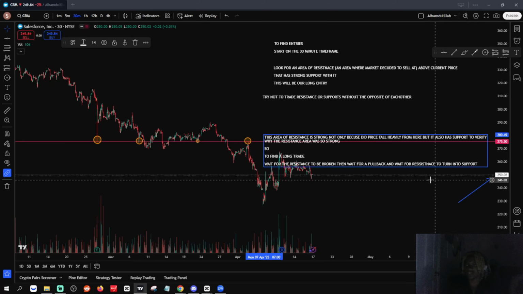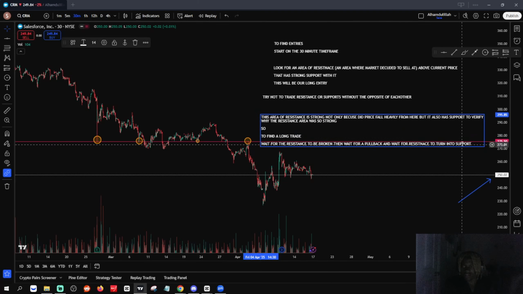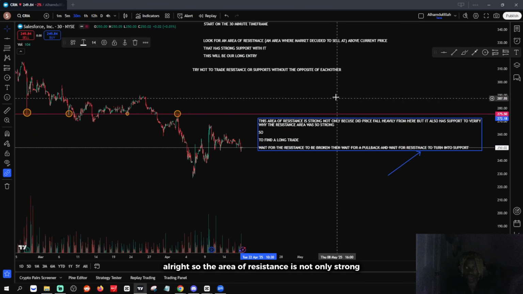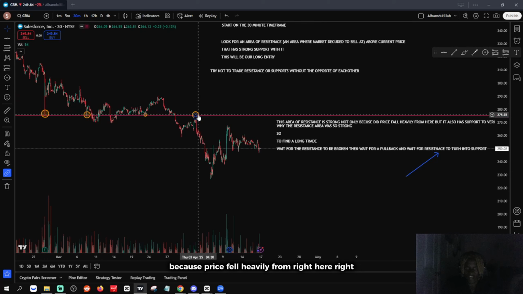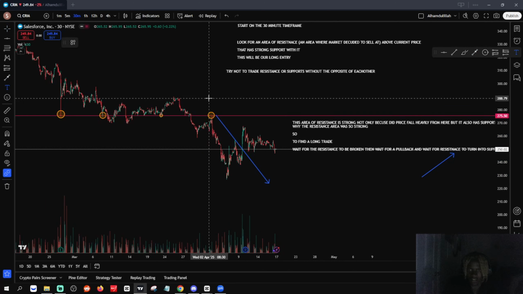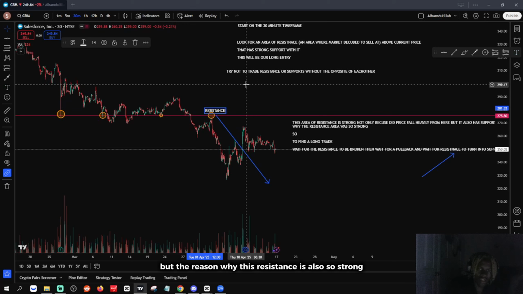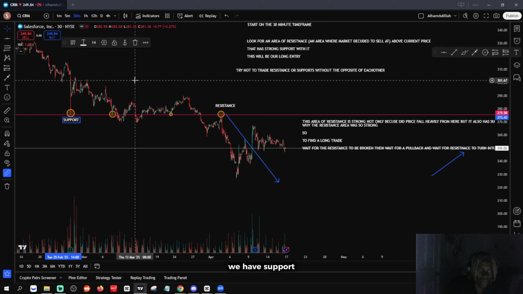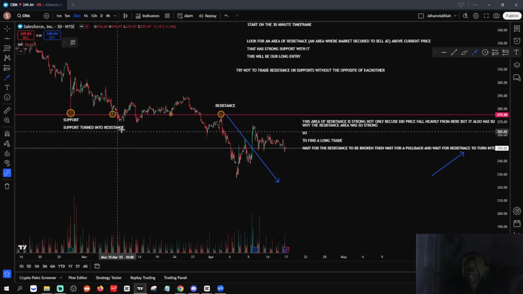All right, so the area of resistance is not only strong because price fell heavily from right here. Price fell heavily from this area of resistance right here. But the reason this resistance is also so strong is because to the left, right here, we have support. So support turned into resistance.